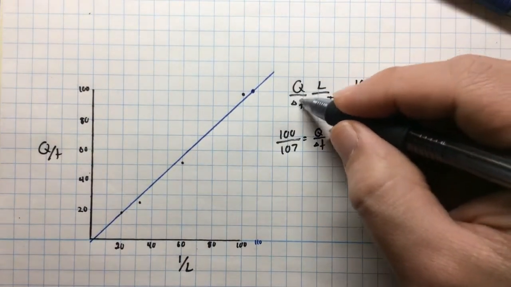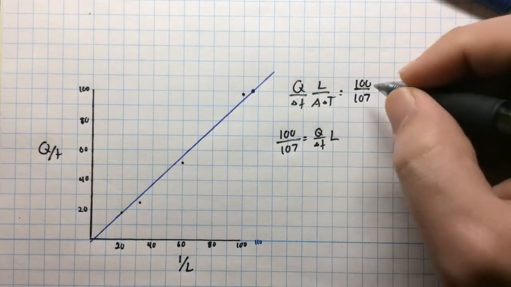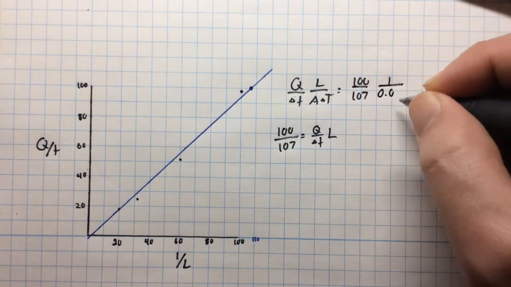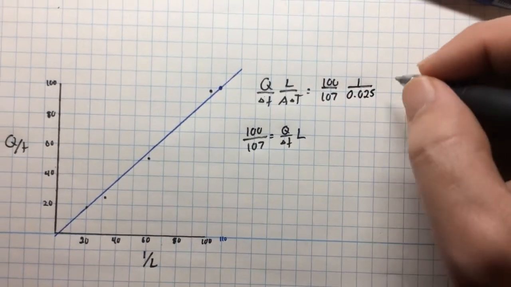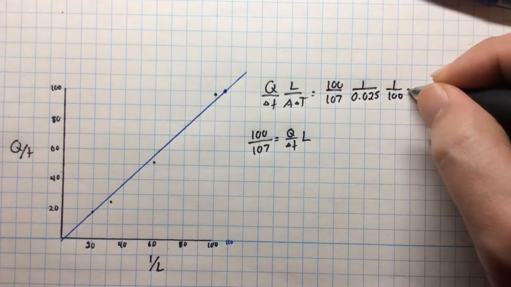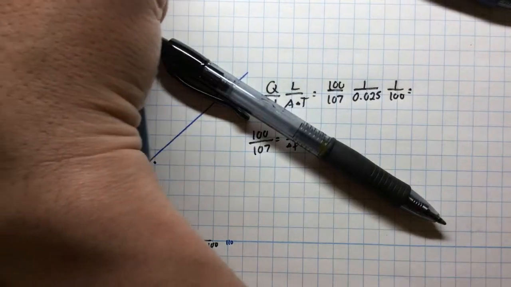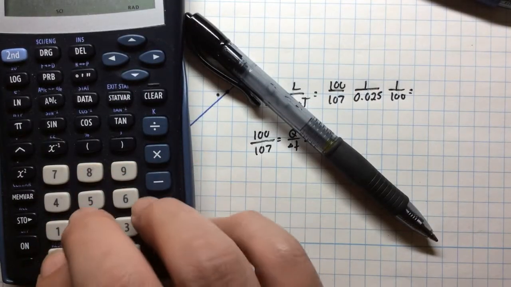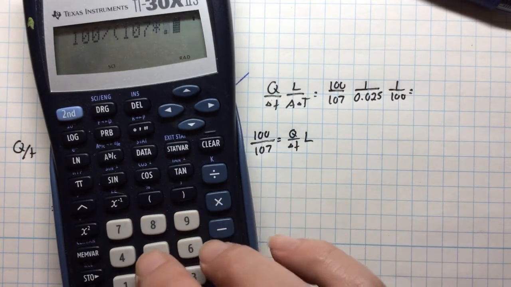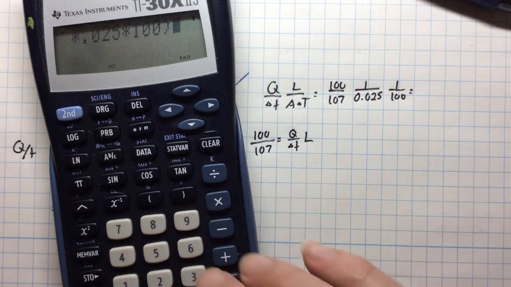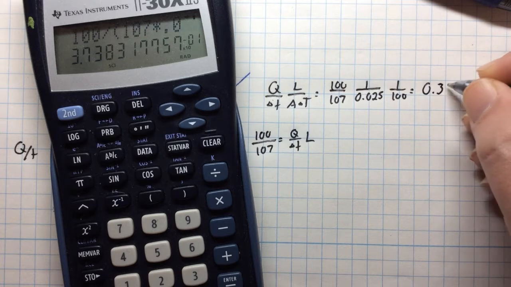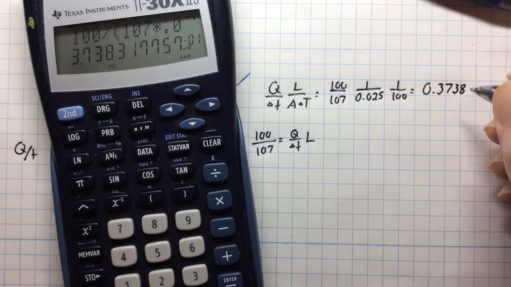All right, so we've taken care of these three things here already. We need to take the last thing, the area, which is 0.025 from a diagram. And we also need to take 100, because that's our change in temperature on the bottom. This should equal our thermal conductivity K. So let's see, 100 on top, divided by all the stuff on the bottom, 107 times 0.025 times 100, and that gives me a thermal conductivity of 0.3738.